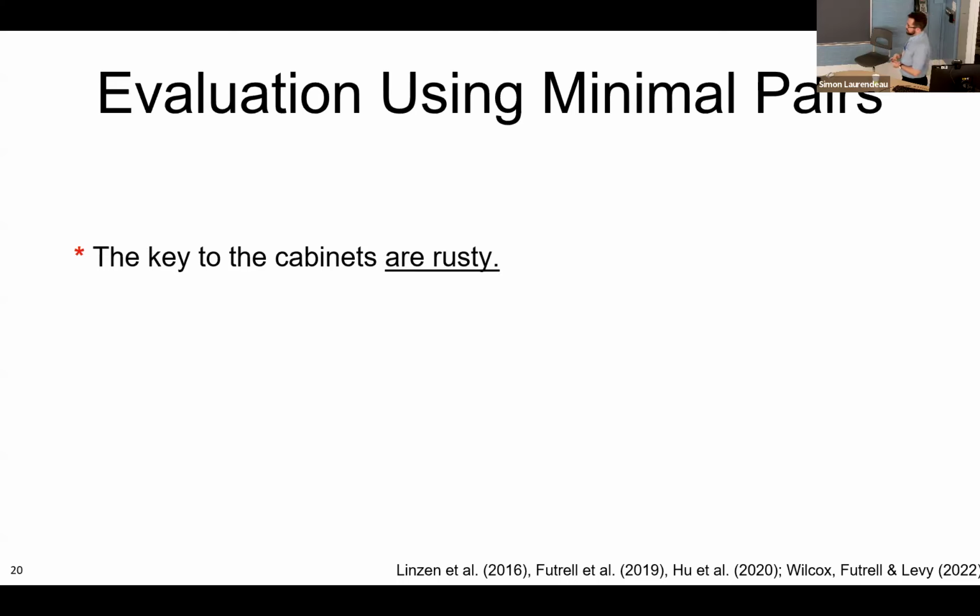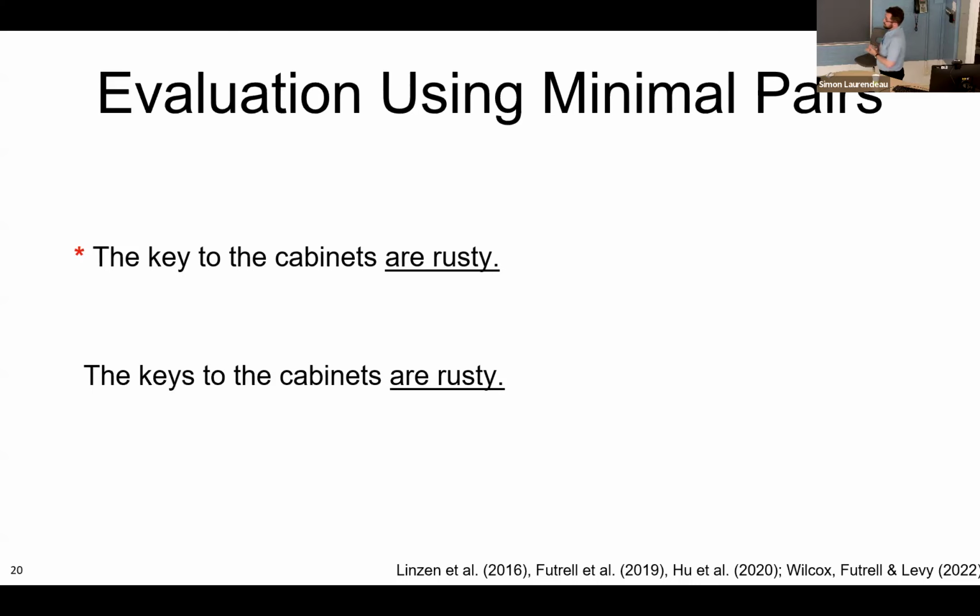You can take an ungrammatical sentence like this. The key to the cabinets are rusty. This is ungrammatical because the verb is wrong, right? So the verb should be is. The verb needs to agree with the subject of the sentence, which is key. So this is an ungrammatical string of English. Compare that to a grammatical variant, like the keys to the cabinets are rusty.